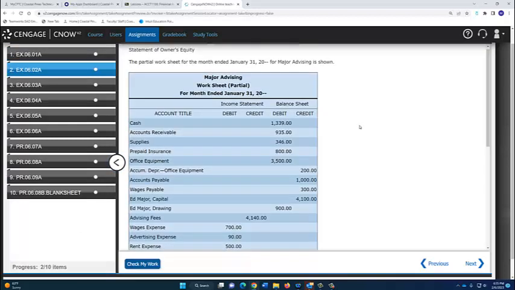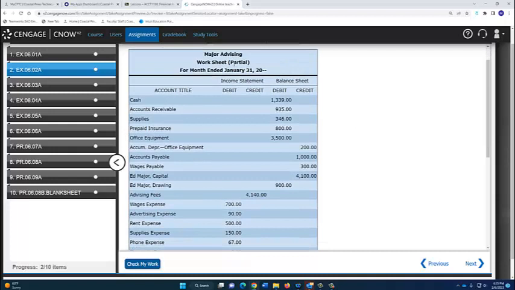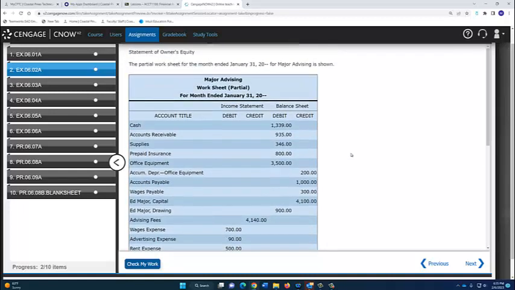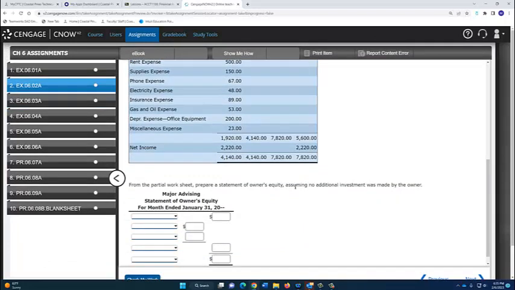Next, we'll go and complete the statement of owner's equity. Now, we don't have a statement of owner's equity column, but we can use the figures here to complete the statement of owner's equity. Okay, the first thing we're going to do is start with the beginning capital.